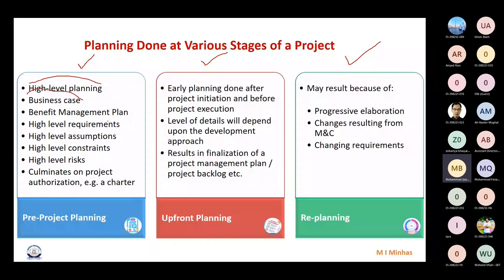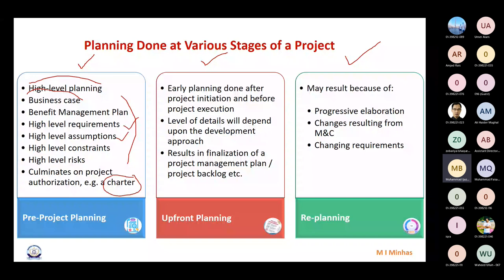And obviously all of these documents cover the high level requirements, high level assumptions, high level constraints and high level risk, right? The conclusion of all these planning activities is authorization of the project through a charter or any other authorization document. Right. So then we started off with the pre-planning, the upfront planning, right?